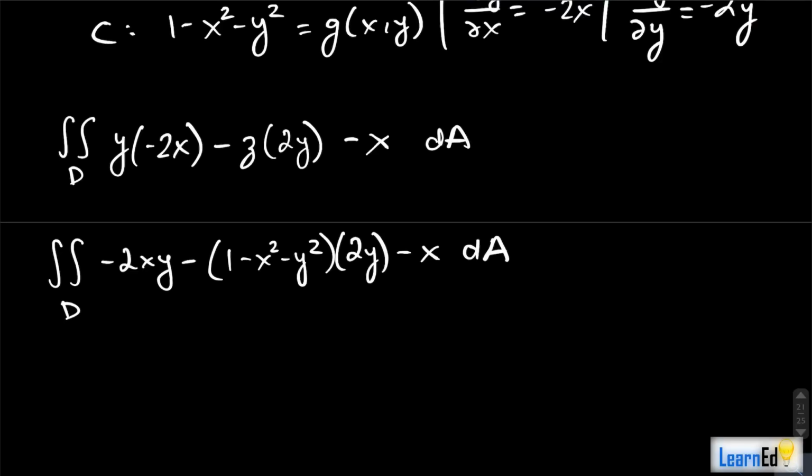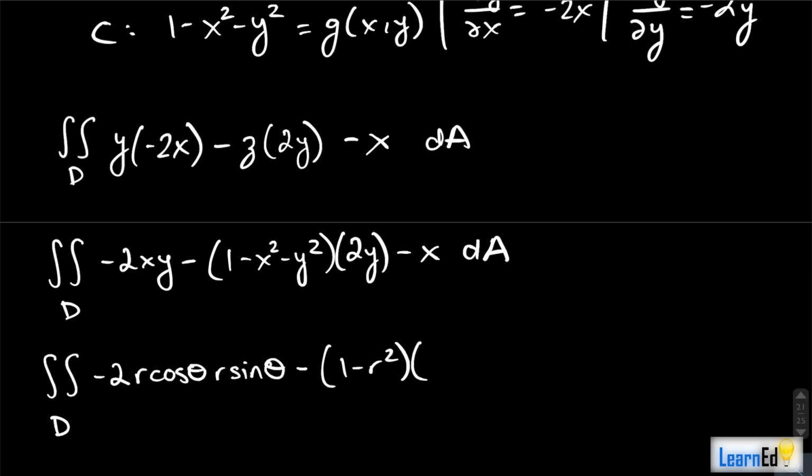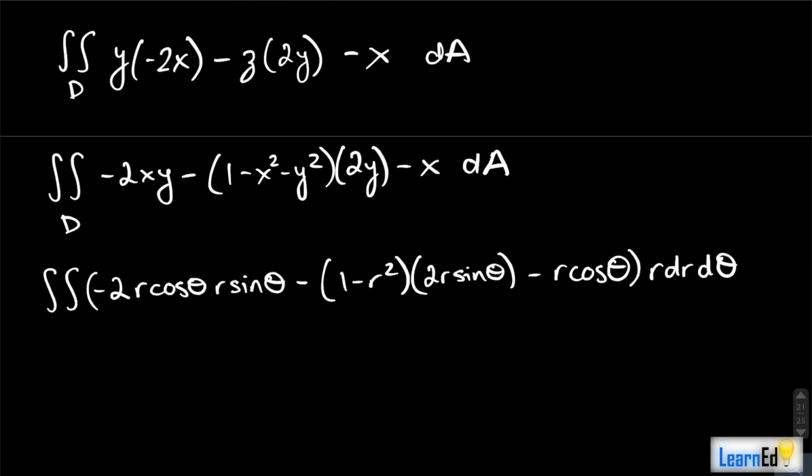Okay, so if we converted to polar here, we would have the double integral over D, and we'll figure out what those bounds are in a second, of negative 2 r cosine theta, r sine theta, minus a 1 minus r squared times 2 r sine theta, minus, we have an x, so this is r cosine theta. We have r dr d theta. So since we're taking into account our paraboloid here, in the first octant, we know that theta is going to go from 0 to pi over 2. That's the first octant, right? And then our r is going to be going from 0 to 1.